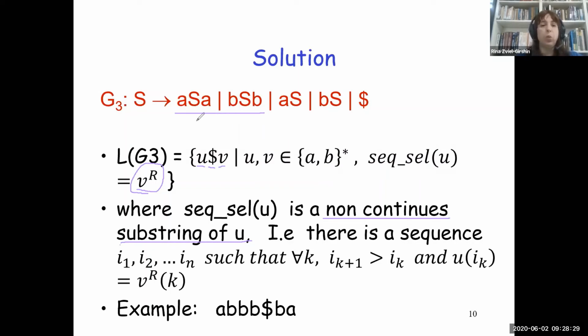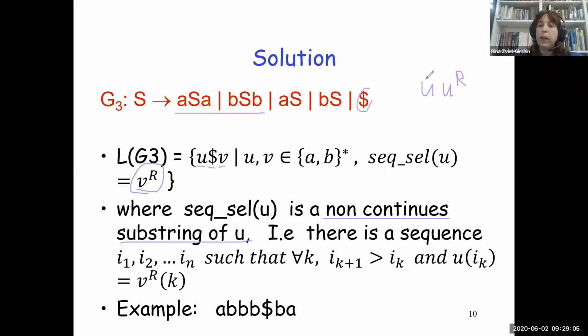Because if I use rule number 1 and 2 here, I define the word concatenation with U reverse. So for each A in prefix, I added A in suffix. For each B in prefix, I added B in suffix, and I continue. This way, using rule number 1 and rule number 2, I have the prefix, and the suffix is actually a reversed version of prefix.